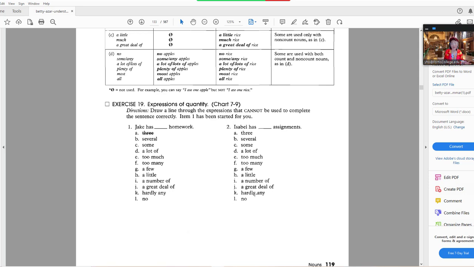Isabel has hardly any assignments. Usually you would write Jake has hardly any. I would say hardly any goes with homework, but you could say it with assignments. It just sounds kind of strange. So I would put hardly any with non-count nouns. No can be used with both. Jake has no homework. Isabel has no assignments.